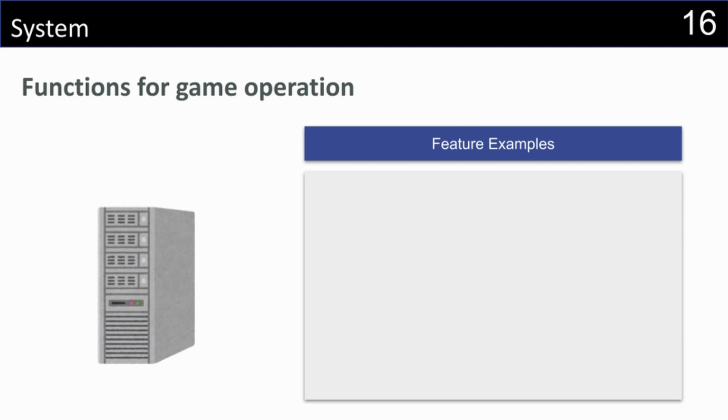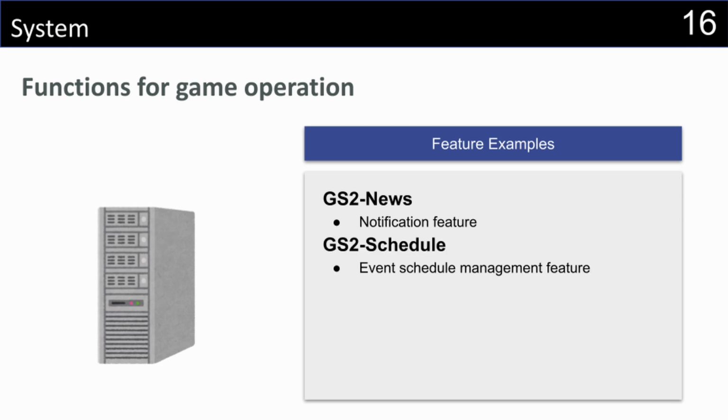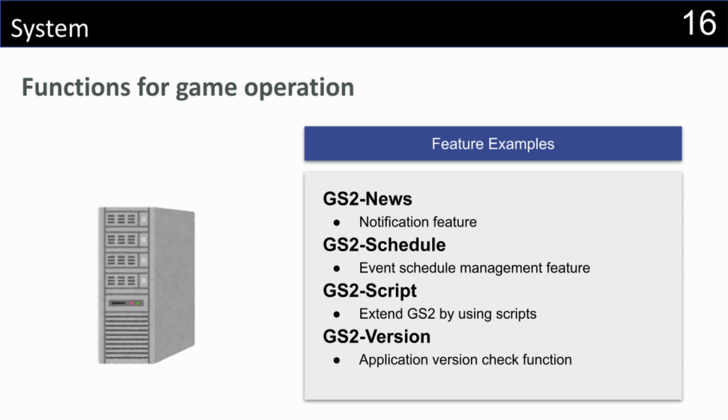System features include GS2 News, which enables you to deliver announcements to players within the game in HTML format. GS2 Schedule assists in managing game event schedules such as seasonal events. GS2 Script extends GS2 to achieve game-specific functionalities. Finally, GS2 Version allows you to implement features such as application version checks. Each of these services effectively supports diverse aspects essential to operating the game smoothly.